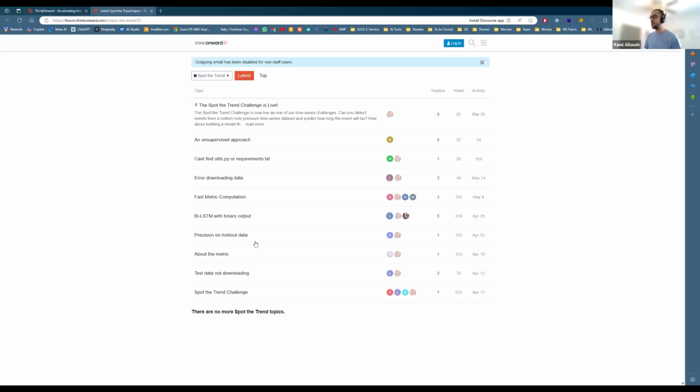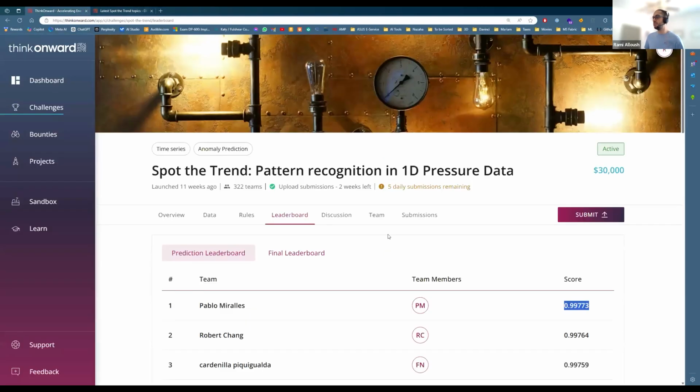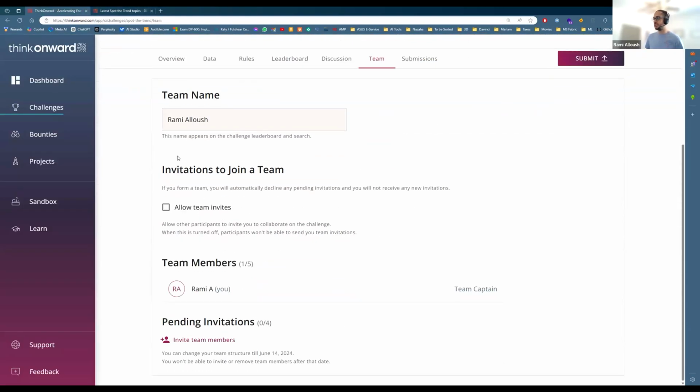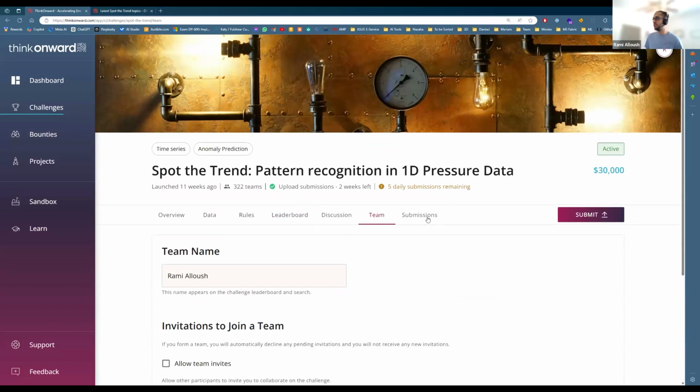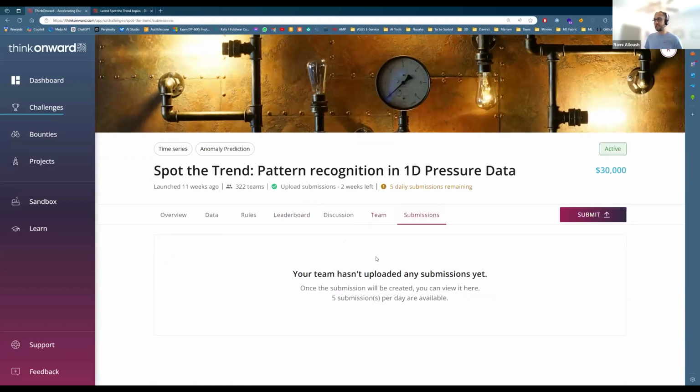And then we have discussion. This is people asking questions in real time. Hopefully, people are answering. So this is the discussion forum, and then your team. Here it's my team. I'm the only one. And finally, the submissions. If I submitted something before, what is the score? What is the previous score, the new score? Of course, I didn't work on this. We should be working on it together. So I still don't have any submissions.